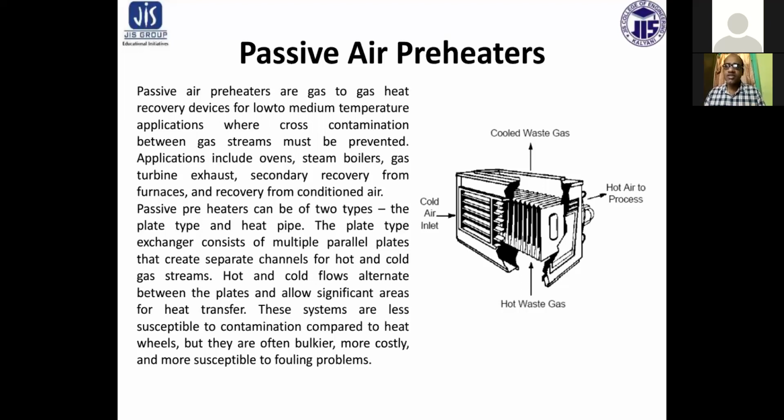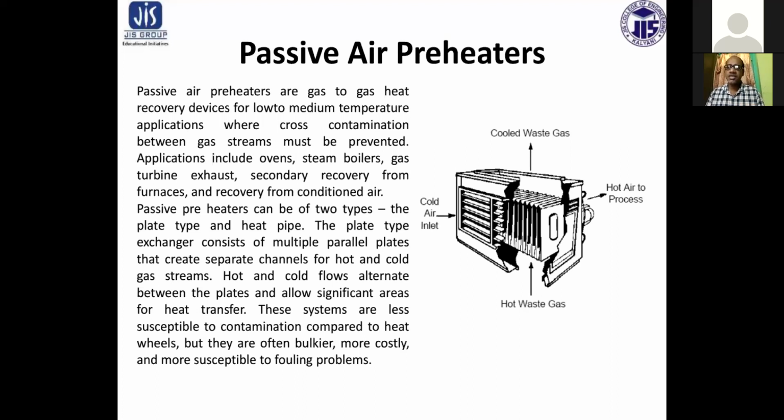Passive air preheaters are gas to gas heat recovery devices for low to medium temperature applications where cross contamination between gas streams must be prevented. That means the heated air and the incoming processed air must not contaminate each other, so they need to be separated. Applications here include ovens, steam boilers, gas turbine exhaust, secondary recovery from furnaces, and recovery from conditioned air.